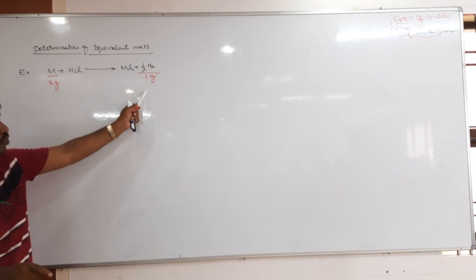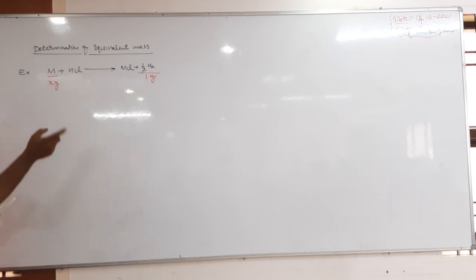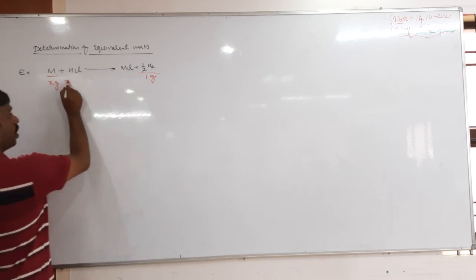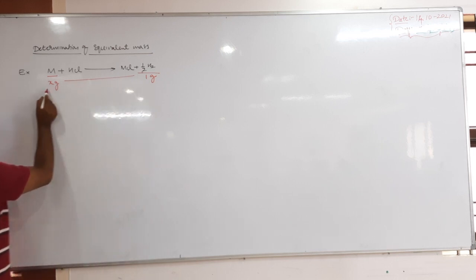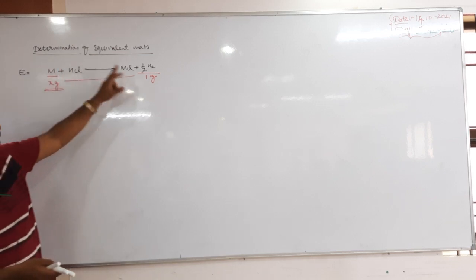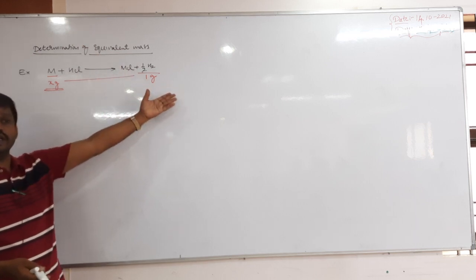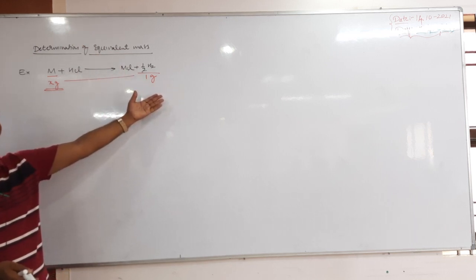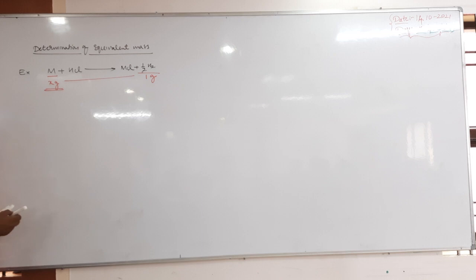Therefore, 1 gram of hydrogen is equal to x gram of metal. It means 1 gram equivalent weight of hydrogen corresponds to x gram, which is also the equivalent weight. The equivalent weight of the metal is x gram, because x gram can liberate 1 gram of hydrogen, and this 1 gram is an equivalent weight. Do you understand?